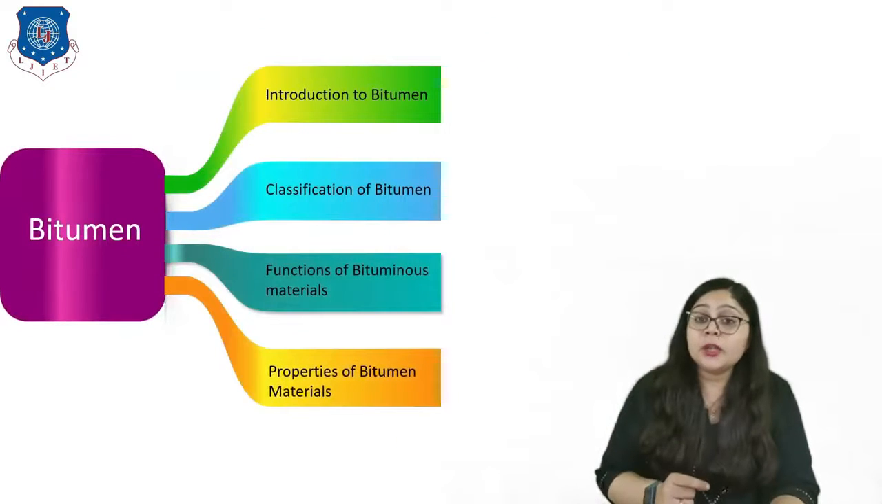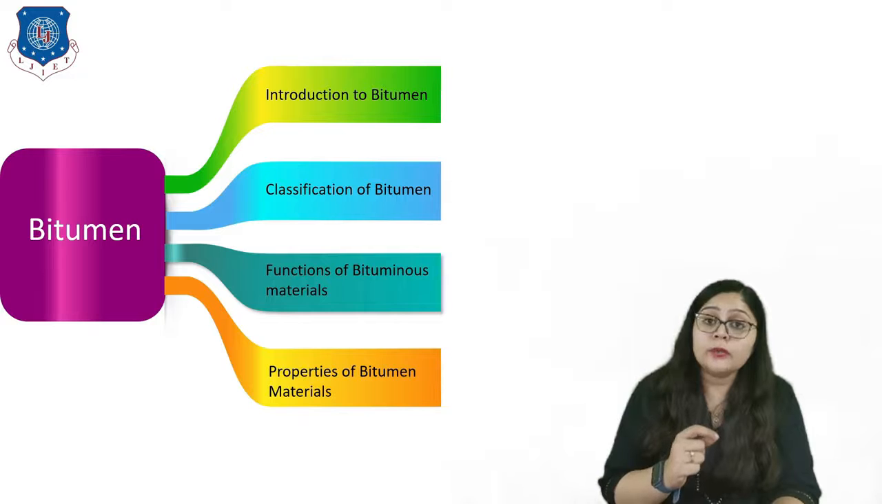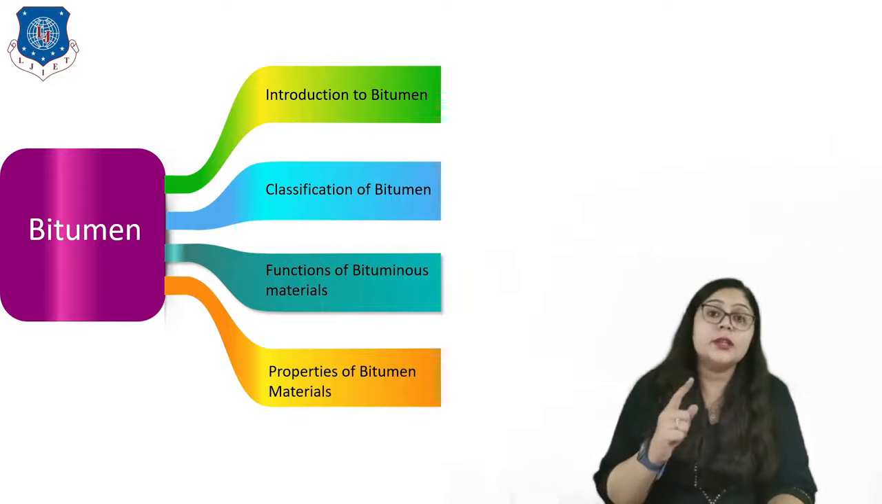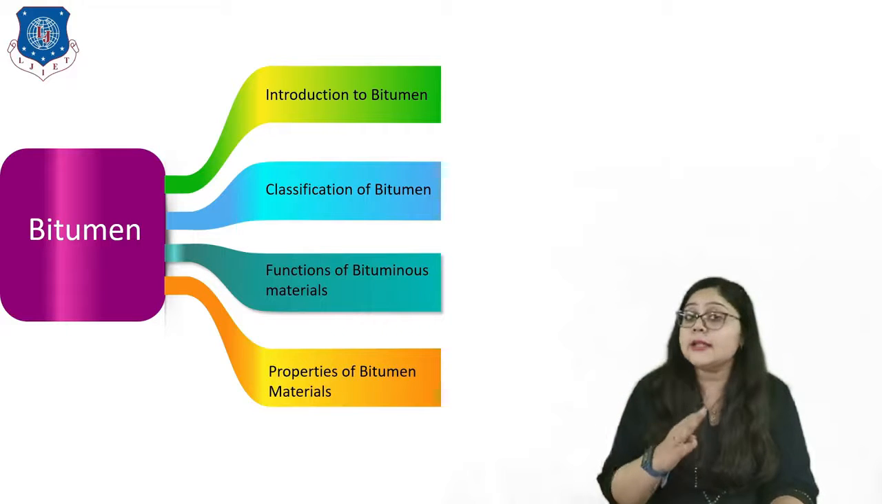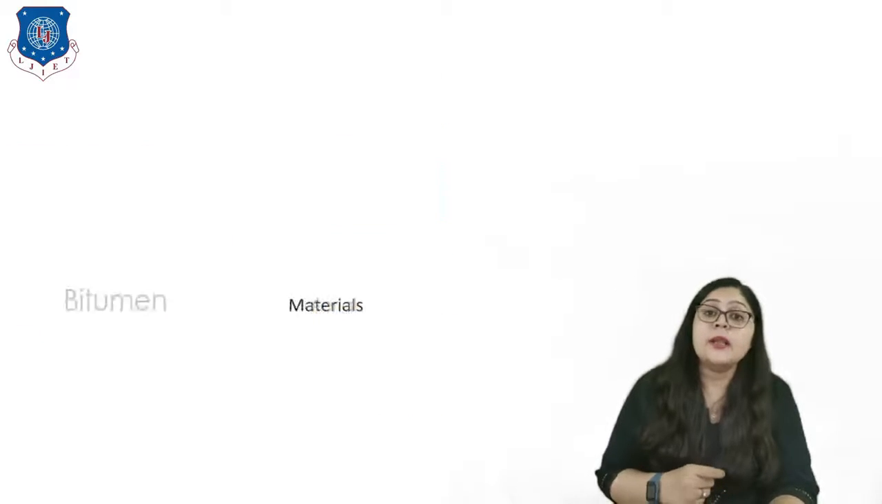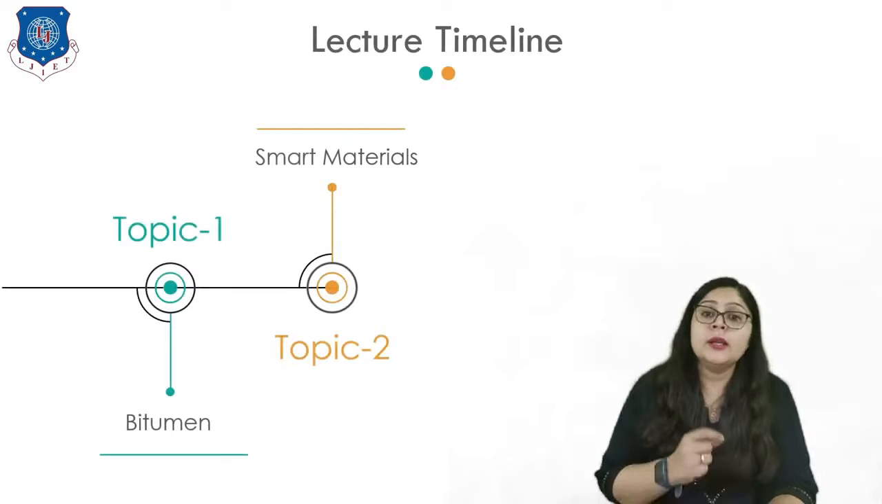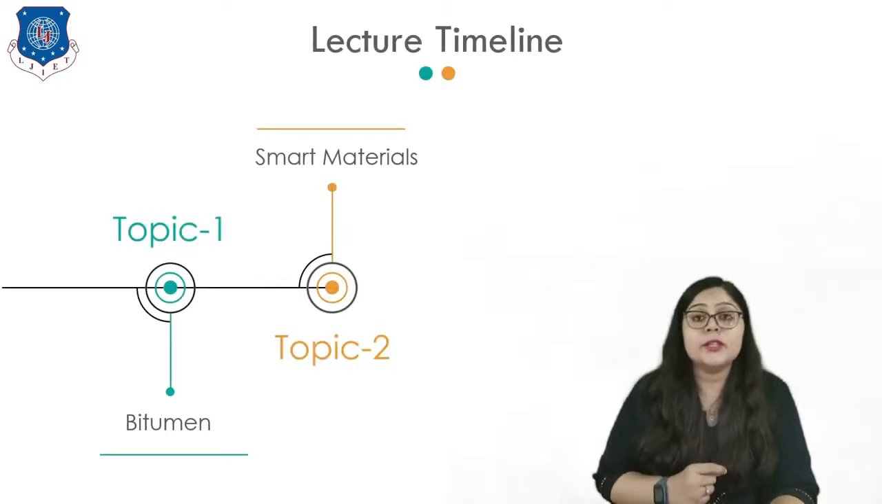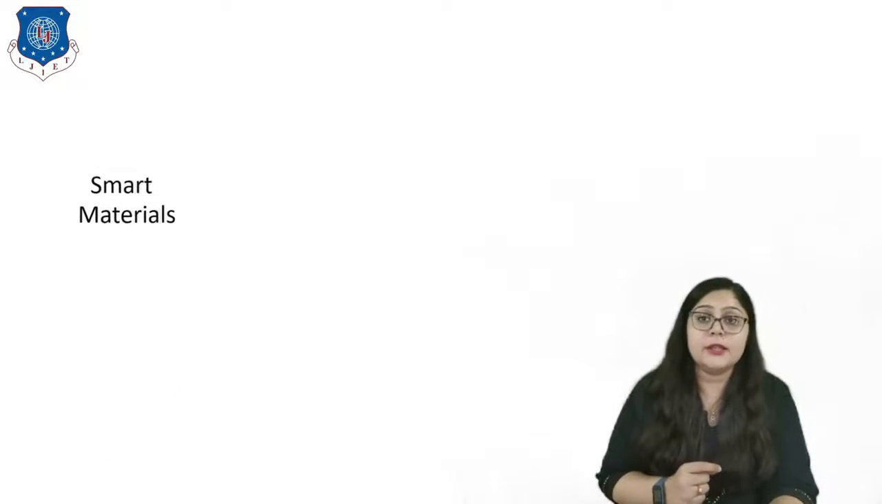So in bitumen, we have understood its introduction, its classification, its functions, which is very important, and lastly the properties, right? Now let us move to the second topic for today's lecture, which is all about smart materials, right?